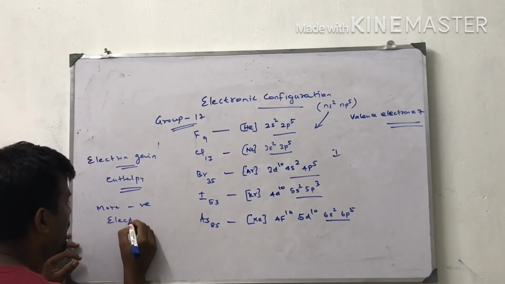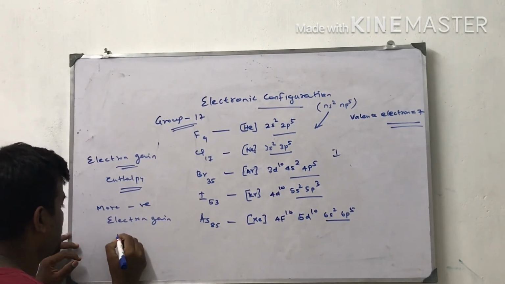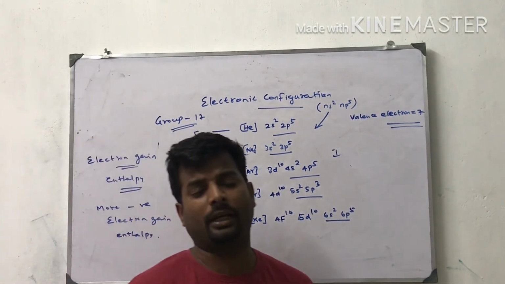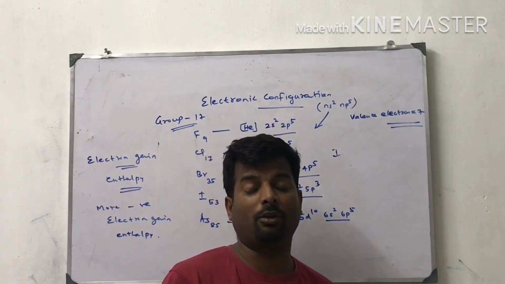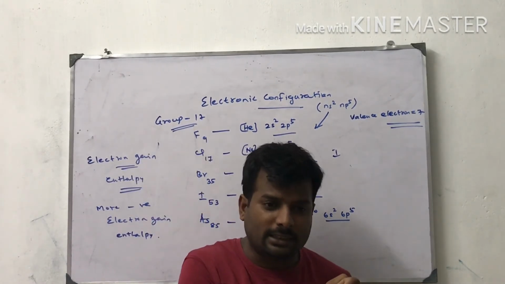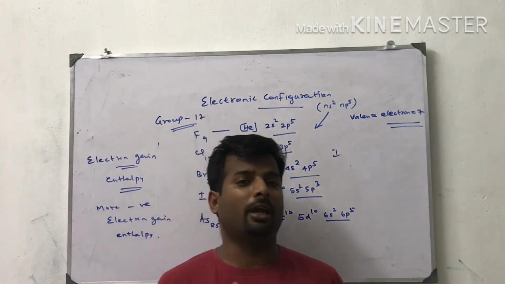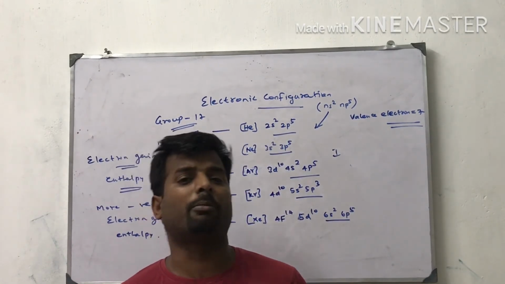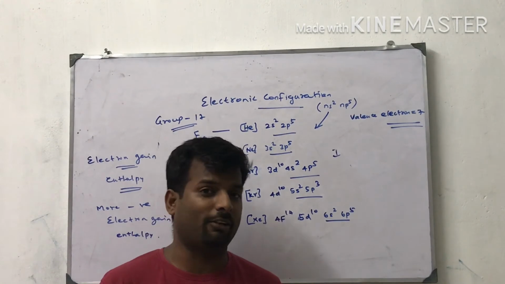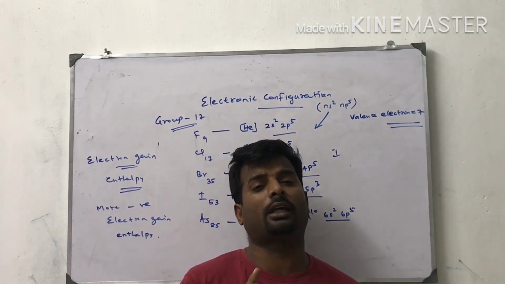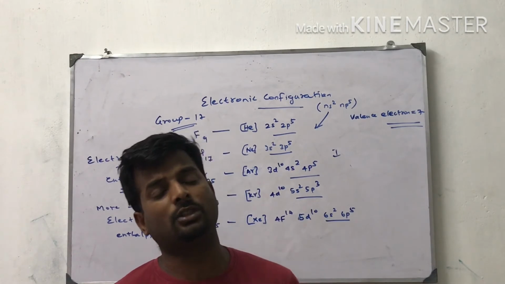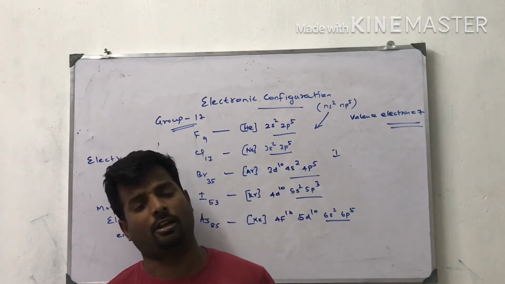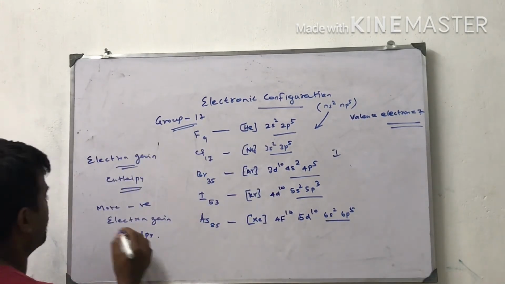Why? Electron gain enthalpy. Halogens have more negative electron gain enthalpy. I told you, what do you mean by negative electron gain enthalpy? Negative electron gain enthalpy means the ease of gaining electrons of the atom. Halogens gain electrons very easily because they are present in the 17th group. They need one electron to attain the stable noble gas configuration. That is why they have more tendency to gain electrons. That's the thing. The electron gain enthalpy is more.